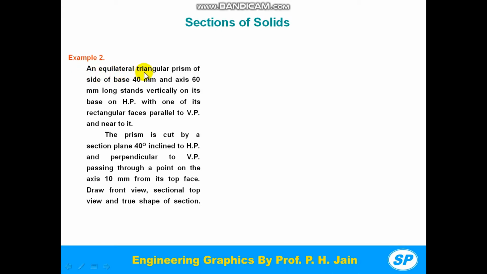An equilateral triangular prism of side of base 40 mm and axis 60 mm long stands vertically on its base on HP with one of its rectangular faces parallel to VP and near to it. The prism is cut by a section plane 40° inclined to HP and perpendicular to VP, passing through a point on the axis 10 mm from its top face. Draw front view, sectional top view and true shape of section.